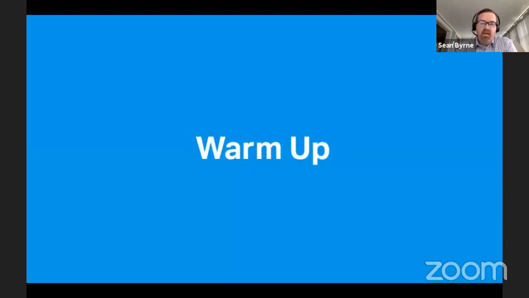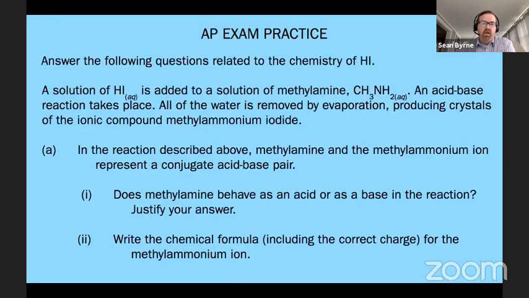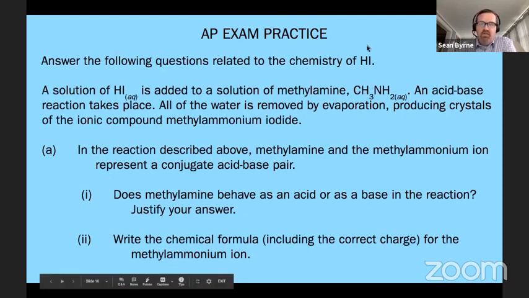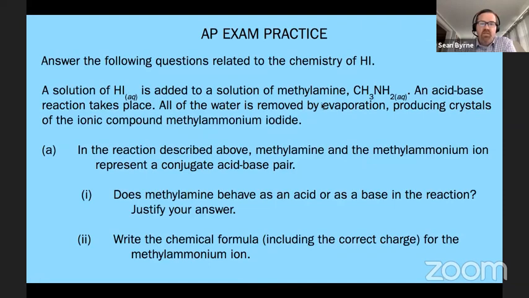So our warm-up every day is going to be in response to the problems that you saw yesterday. So the first problem that Mr. Faribaugh gave us asked us to consider what happens with hydrogen iodide. And we have a solution of hydrogen iodide that gets added to a solution of methylamine, CH3NH2. The problem tells us that this is an acid-base reaction and that then all of the water is removed by evaporation to produce crystals of the ionic compound methylammonium iodide.